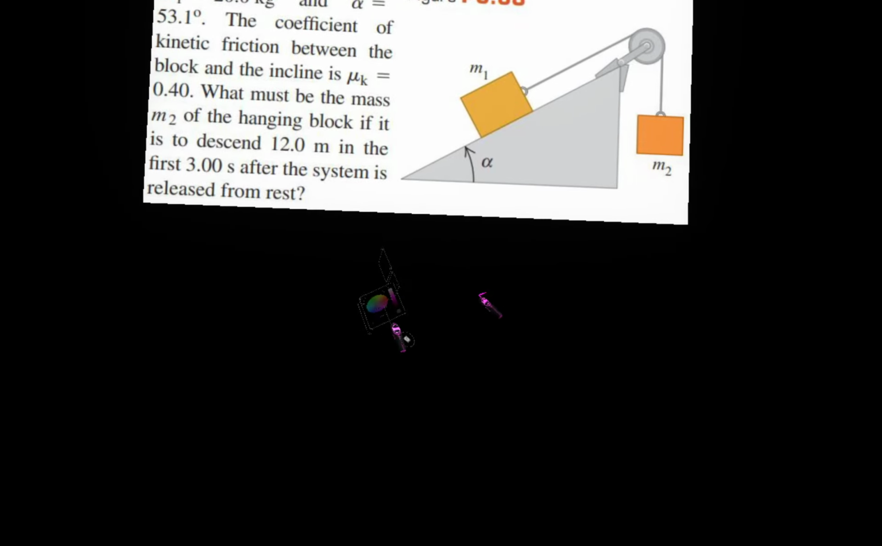So, first off, let me go to a new color. First off, what are we solving for? So 1, what are we solving for? What must be the mass of M2? So M2, all of this is wondering what the mass of M2 must be, right? It gives us some other information we'll label.